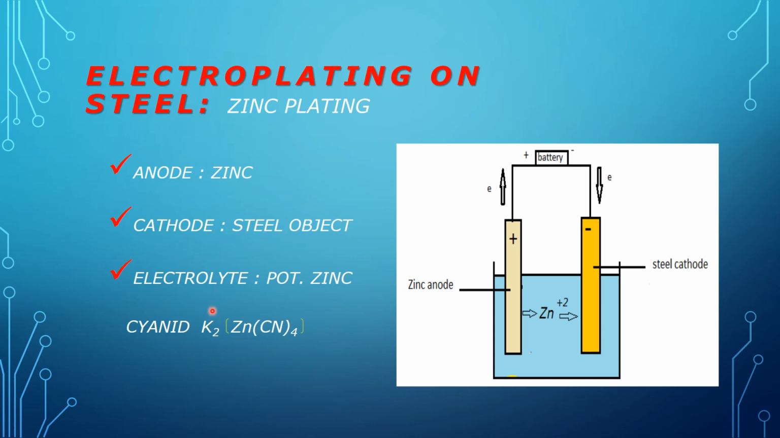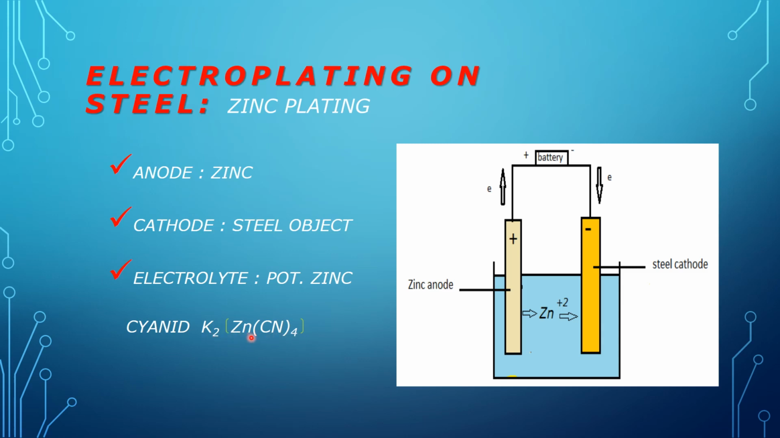The electrolyte that is chosen for this process always contains the ion of the electrode. Here we want to electroplate zinc, so the electrolyte must contain zinc ions. We are taking potassium zinc cyanide as electrolyte here. The formula for potassium zinc cyanide is given here.